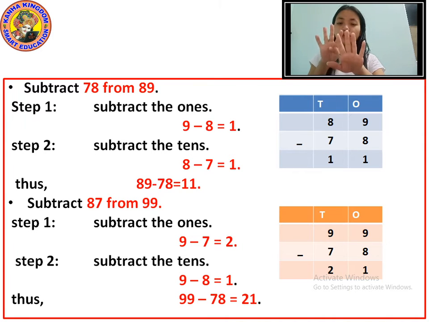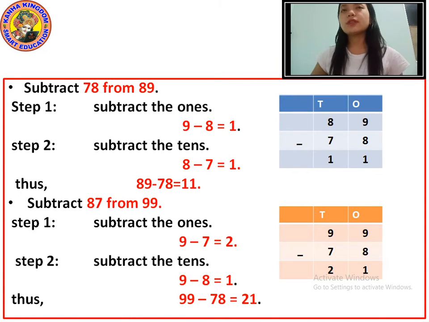So 1, 2, 3, 4, 5, 6, 7, 8. So this is all we subtract, 8 from 9. How many are left? Only 1. So while subtracting 8 from 9, we get 1 as a difference, right? So thus, while subtracting 78 from 99, we will get 21 as a difference.